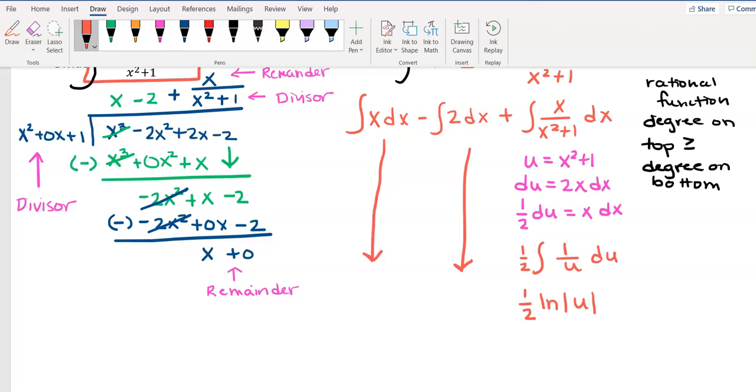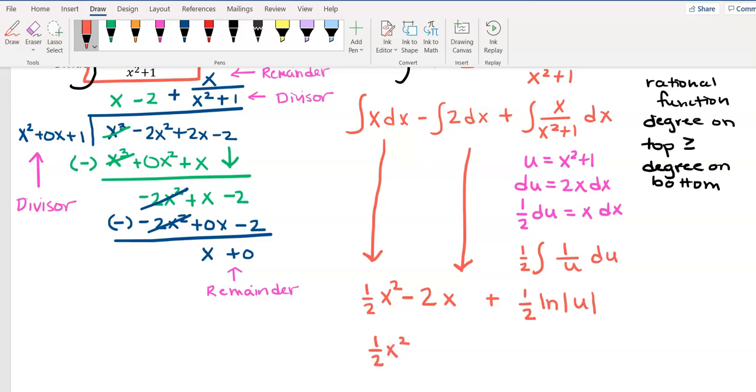The antiderivative of x is 1/2 x squared. The antiderivative of 2 would be 2x, and so now we just need to combine forces here. Now this was a plus sign in between them. We're almost there. We just need to take this u expression in our ln and put it back in terms of x. So here I go.